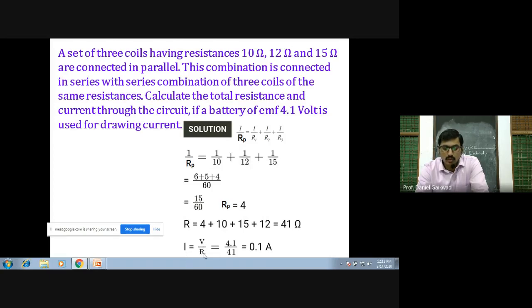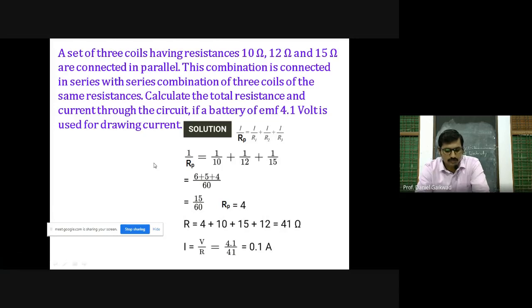Now current I is equal to V upon R. And we have battery EMF is, sorry, 4.1 volt, and resistance R is 41. So 4.1 divided by 41 is 0.1 ampere. So this is the answer. These problems are very easy. You have to practice. Already we have learned resistance in series and resistance in parallel. That formula we learned in previous standard. So these problems of current electricity are not much difficult. Okay, now check carefully the next problem.